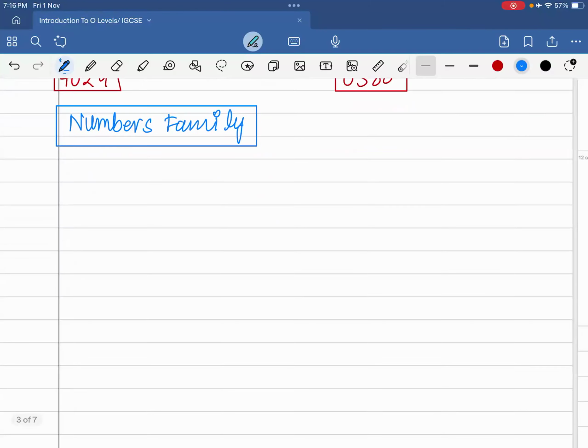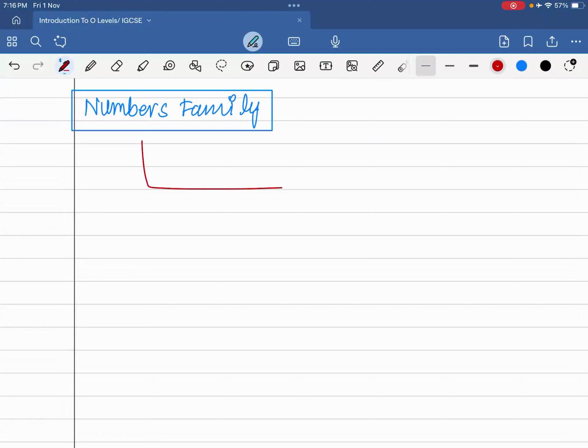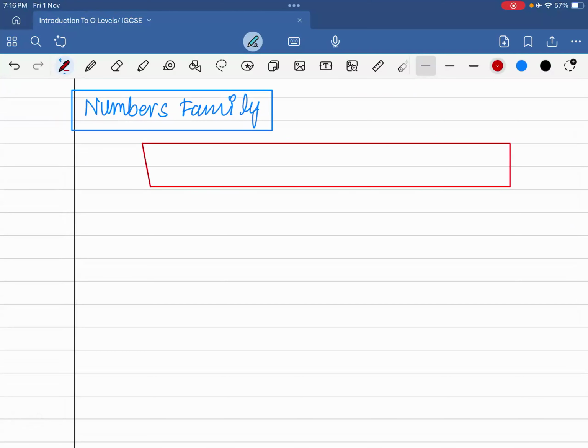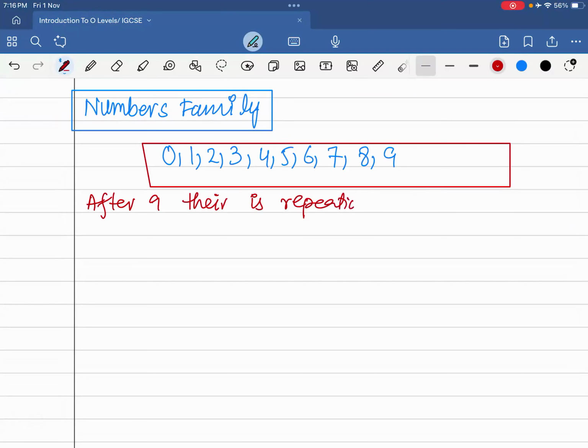In maths, beta, there are a few original numbers, and if you understand those numbers, then you can easily identify the number families in detail. The original digits are 0, 1, 2, 3, 4, 5, 6, 7, 8, and 9, because after 9 there is repetition of numbers. Do you agree with me or not?